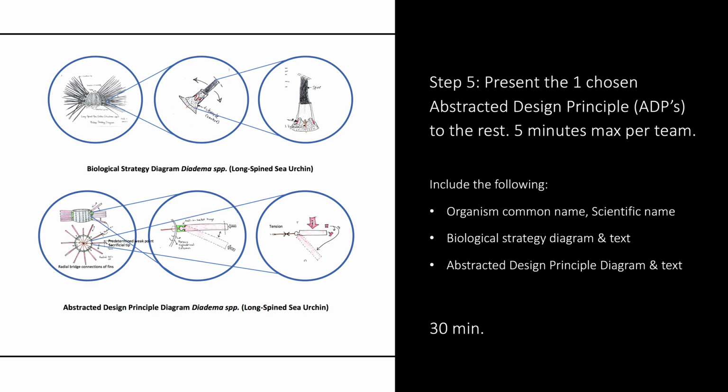And then in class, again, we presented the one chosen abstracted design principle to the rest, and we could all ask questions to those who did it. So be sure to include the following. You include the organism common name, the scientific name, the biological strategy diagram, and the text along with it, which would be more than what is shown here, and the abstracted design principle diagram, and also with more text describing what is happening. And remember, the abstracted design principle would be without the biology. Okay, that would be the next step.